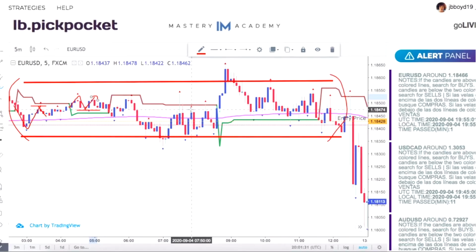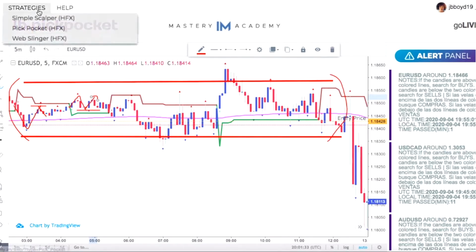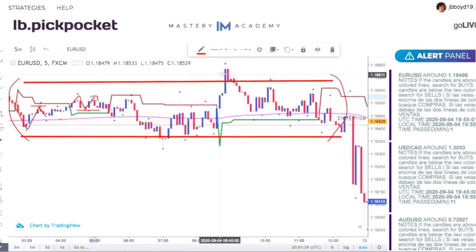Utilizing an indicator such as the Bollinger Band, as found in the simple scalper strategy, which again is in a separate video, can also be very useful at identifying these key moments where price turns around and at the top and bottom of the overall ranging market.